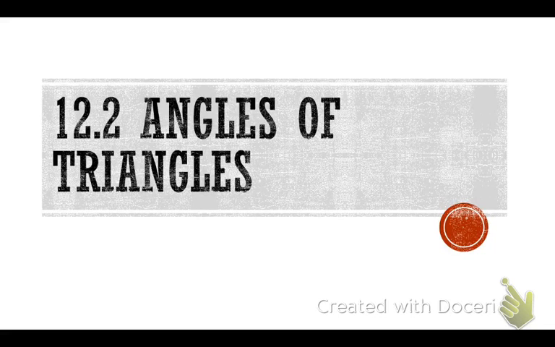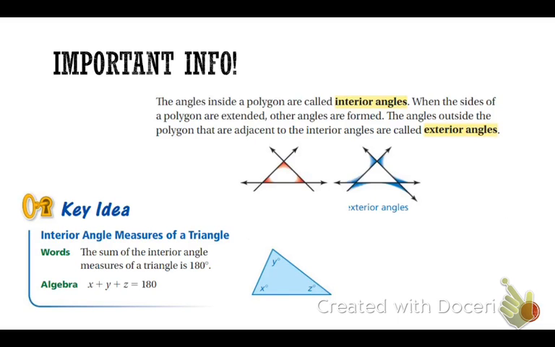All right, today we're in section 12.2, angles of triangles. What do we just say is the sum of the angle measures of a triangle? 180. So that's what we see down here in the algebraic formula, x plus y plus z. What does that mean? It basically means the three interior angle measurements, x, y, z, would represent those three angles, will always equal 180 degrees.